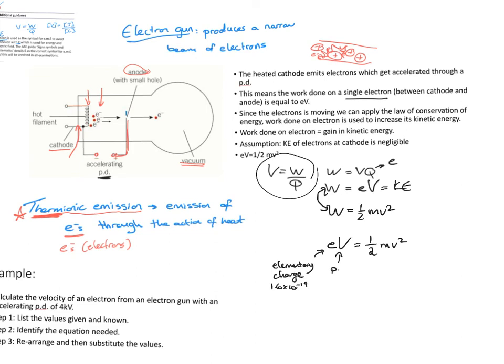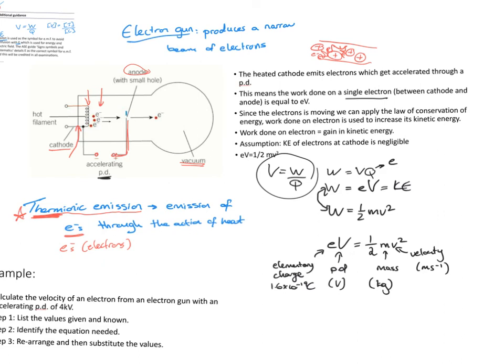This is the potential difference between the cathode and anode in volts. This is in coulombs. M is for mass, which is in kilograms. And V is the speed or velocity, which is in meters per second. And then since you're squaring it, it's going to be meters squared per second squared.